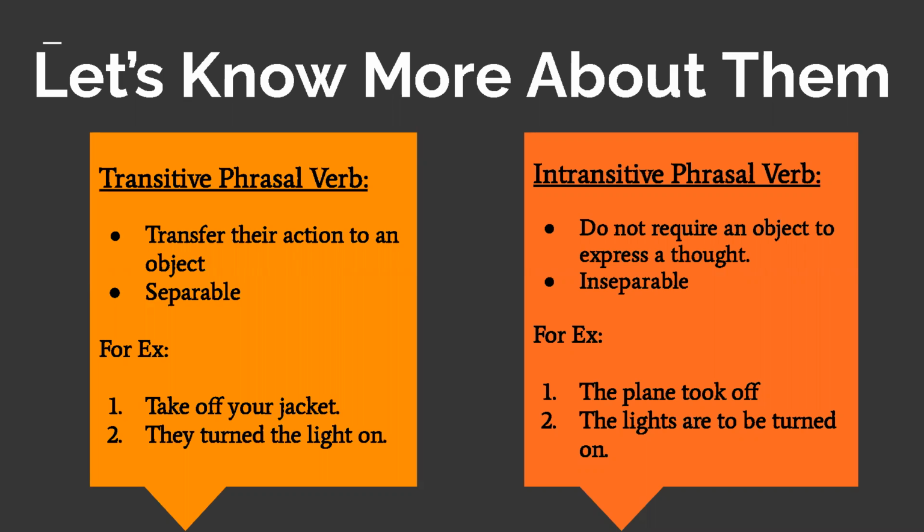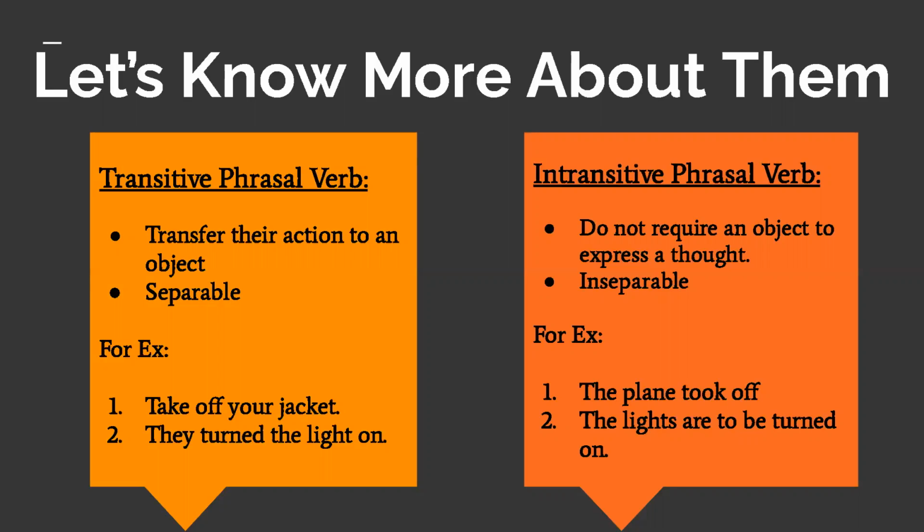Right? The second point of difference between intransitive and transitive is that transitive phrasal verbs can be separated, they can be broken, whereas intransitive cannot be broken. Like in the second example, the transitive phrasal verb says they turned the lights on. Turned on is the phrasal verb. We are separating them by putting the words the lights in between. They turned the lights on. So the phrasal verb turned on is getting separated. Whereas in case of intransitive, they are inseparable.